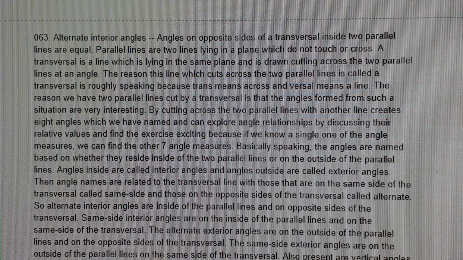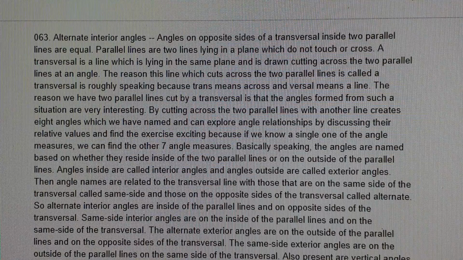Alternate interior angles are equal. Same side interior angles are supplementary. Alternate exterior angles are equal. Same side exterior angles are supplementary. Vertical angles are equal. Corresponding angles are equal. Adjacent angles are supplementary.